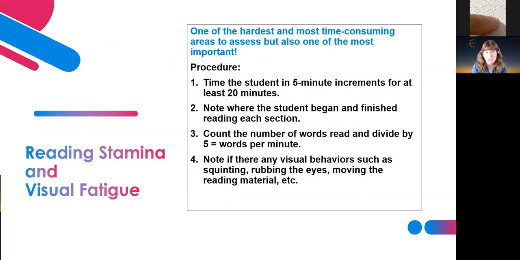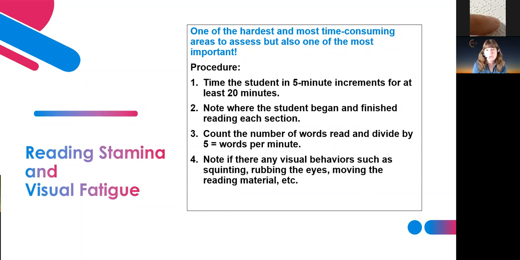So the procedures that I used: time the student in 5-minute increments for at least 20 minutes. You need an extended period of time for this. You want to note where the student began and finished each reading section. Then you count the number of words read, divide by 5, and that gives you the words per minute. You want to also note while the student's reading if there are any visual behaviors, such as squinting, rubbing eyes, moving the reading materials either closer as time goes on or further away.